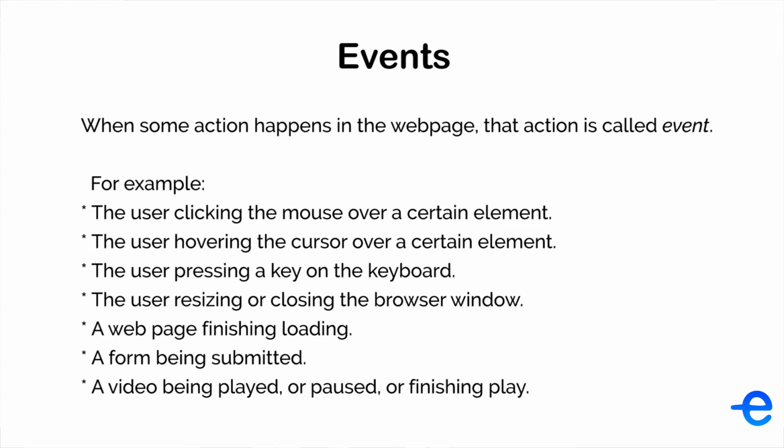So let's start with what is an event. When some action happens in the web page, that action is called an event. These are some examples of events. The user clicking the mouse over a certain element, or the user hovering the cursor over a certain element, the user pressing a key on the keyboard, the user resizing or closing the browser window, a web page finishing loading, or a form being submitted, or a video being played or paused or finishing play. These are all examples of events.